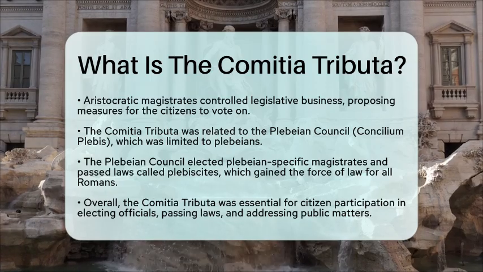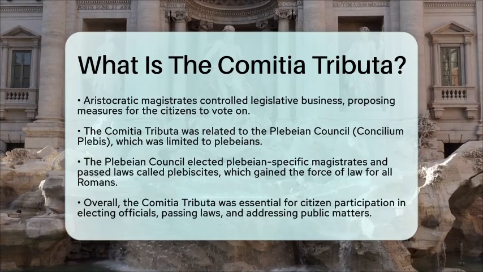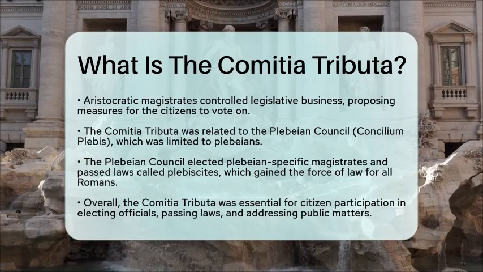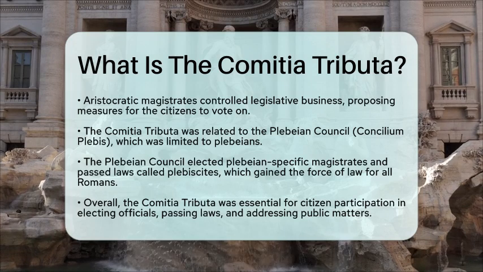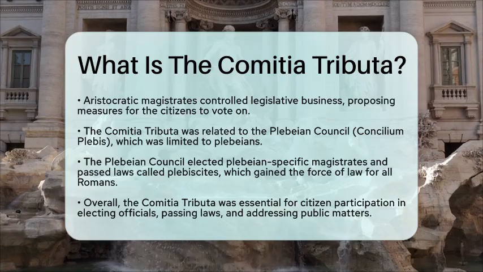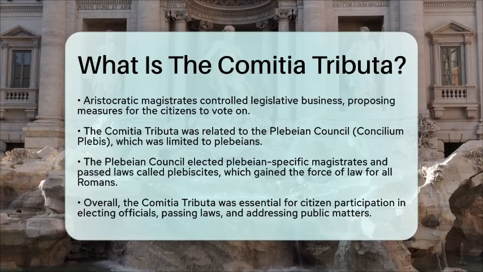In summary, the Comitia Tributa was a fundamental institution in ancient Rome. It provided a forum for citizen participation in electing officials, passing laws, and adjudicating public matters. This assembly reflected the Roman Republic's complex system of governance and the balance between different social orders.